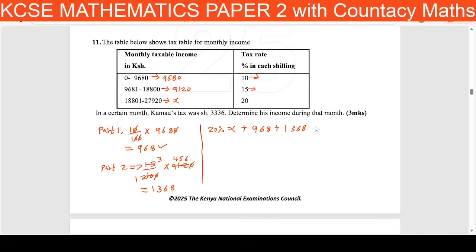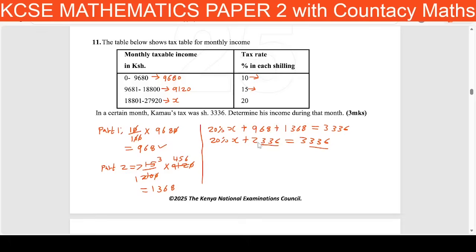So is equal to 3336. So 20% of X plus, we can add this 968 plus 1368. That's 2336. 2336 is equal to 3336. So we have 336, 336.